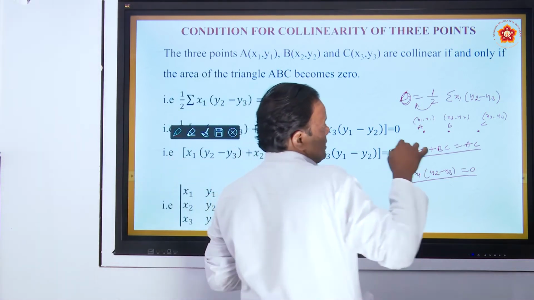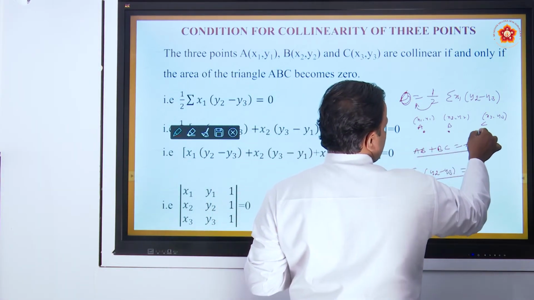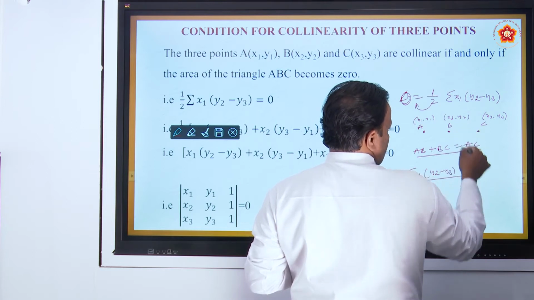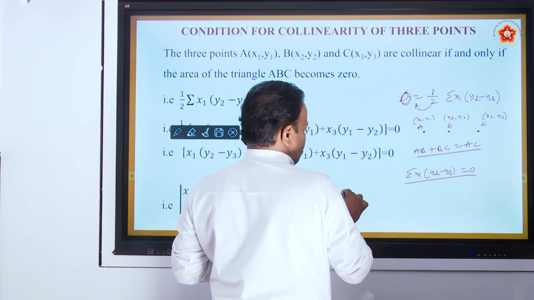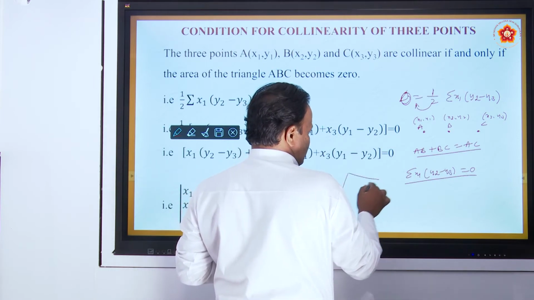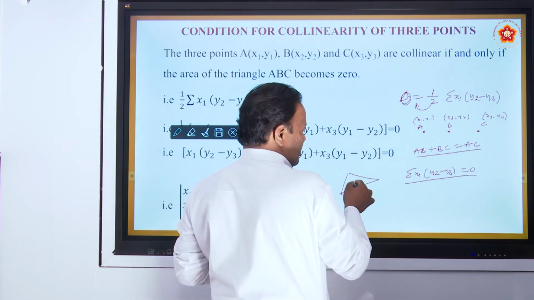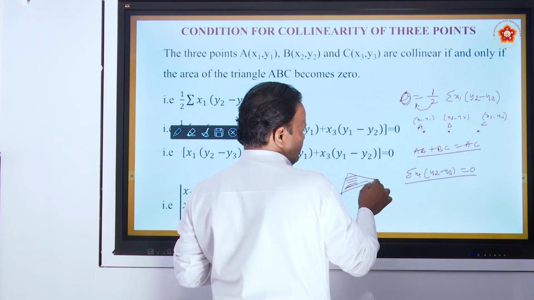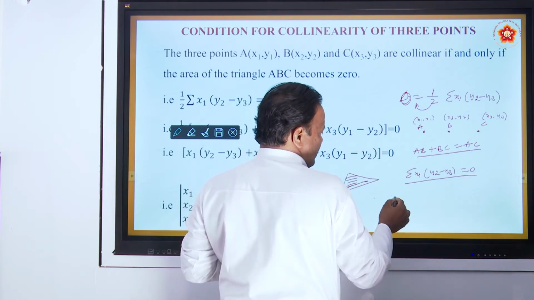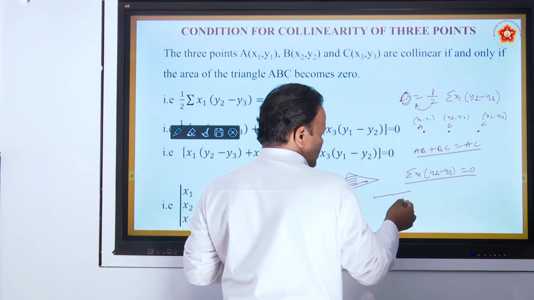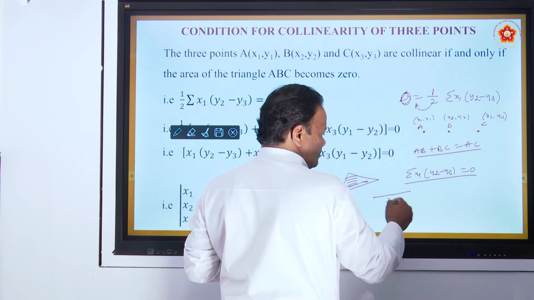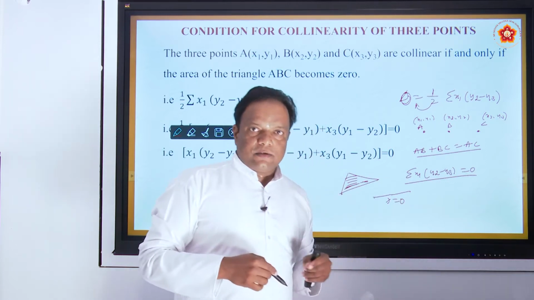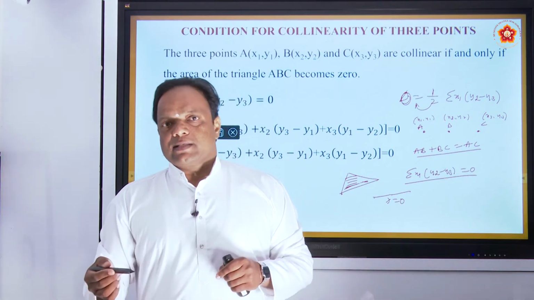See, we know that if the 3 points are collinear, we can't draw the triangle here. Suppose we want to draw the triangle, you take some point like this and join these 3 points, you can get some triangle and we can get some area here. But if the 3 points are collinear, you cannot form a triangle. Here we cannot find the area of triangle, means area of triangle is 0. So if area of triangle is 0, then the 3 points are collinear.